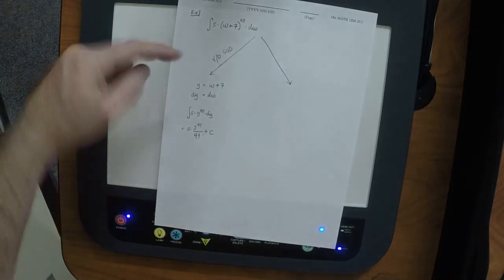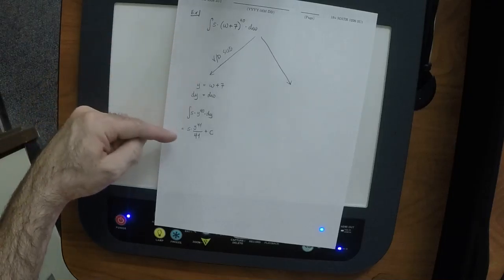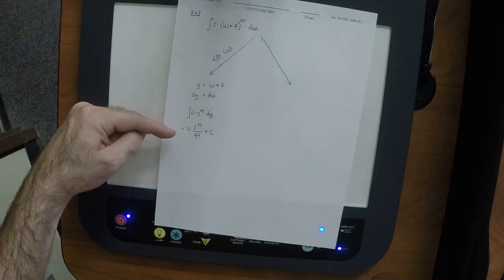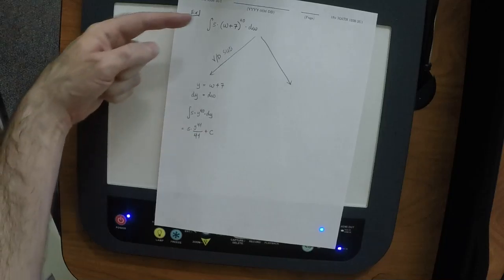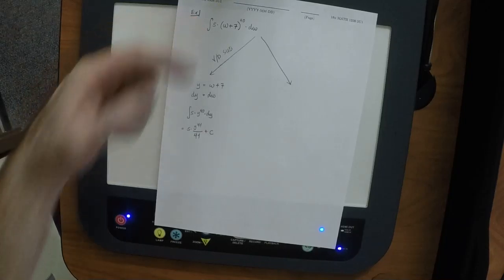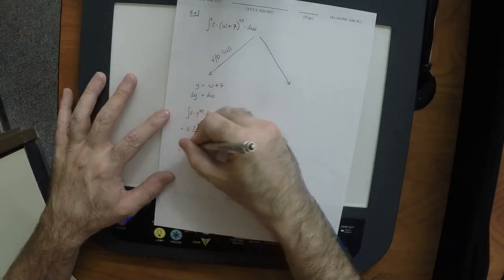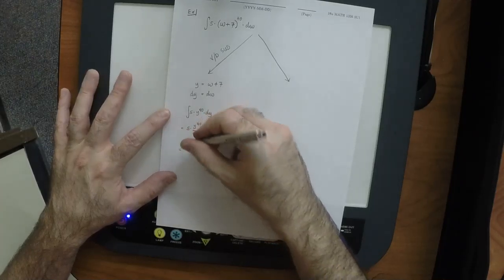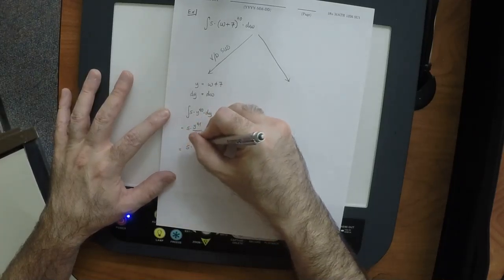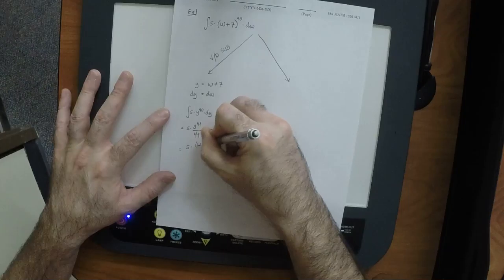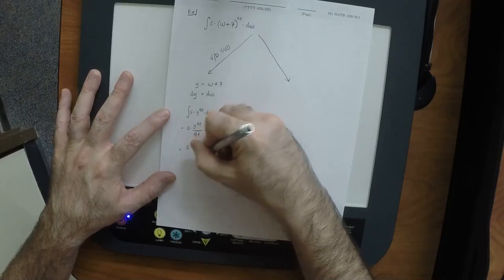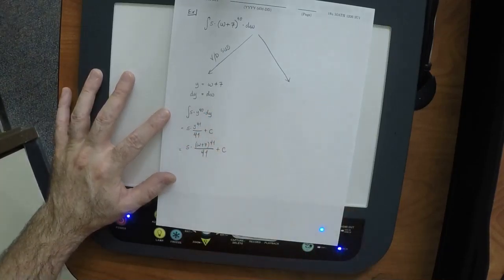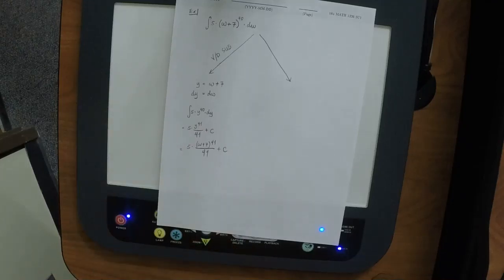And then if this were the question, would this be the answer? No, because we want to get back to the original symbol. So the answer would be 5 multiplied by w plus 7 to the 41 over 41 plus a constant. Now here's the thing.